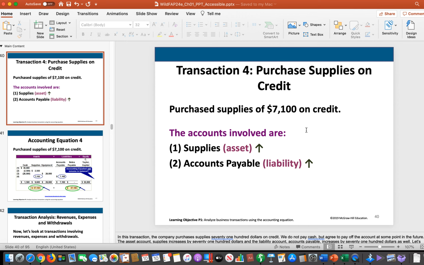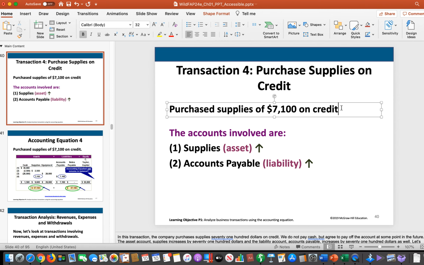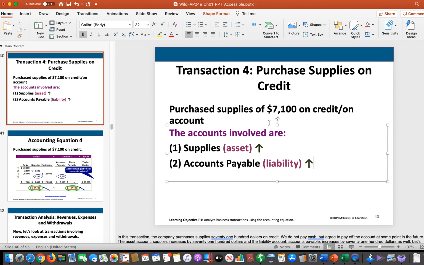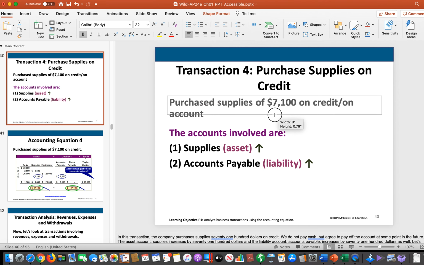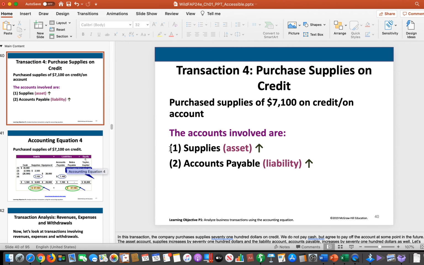And by the way, some books use the term on credit or on account. Same thing. Buying something on credit is the same as buying it on account. It's just a different term. Okay? So assets increased and your debt or liability increased also by the same amount.